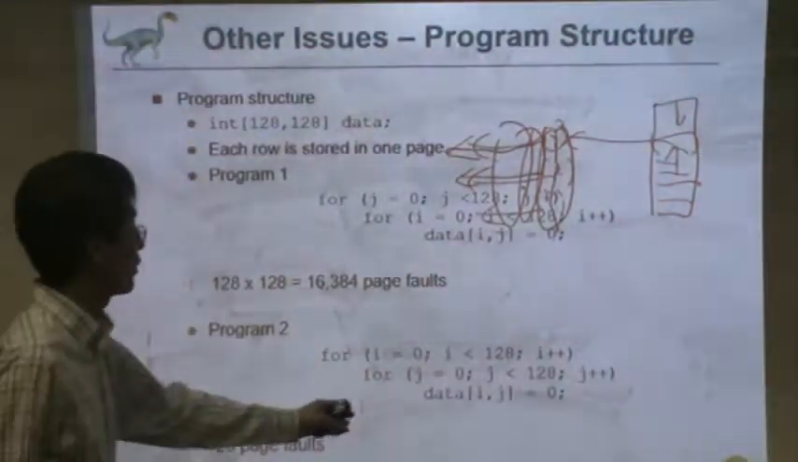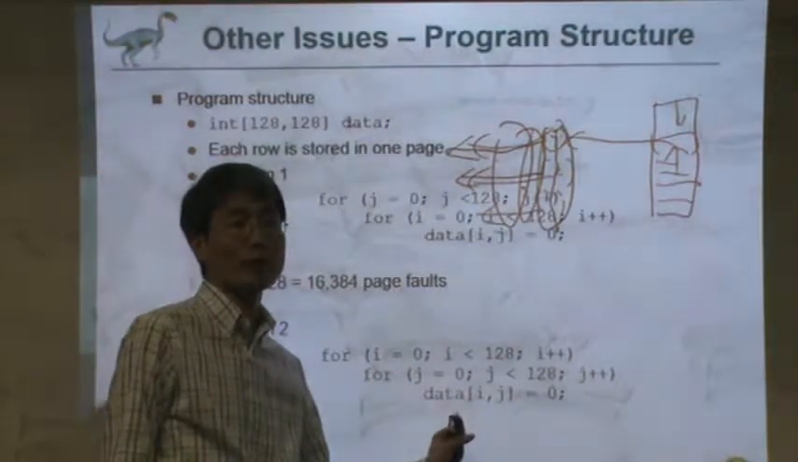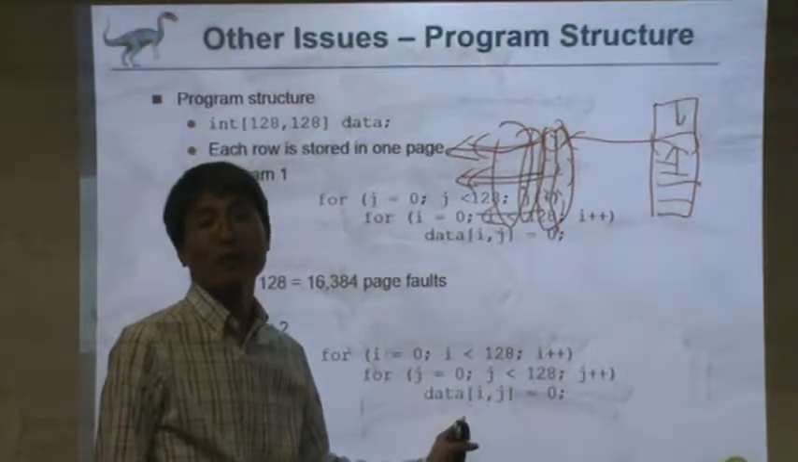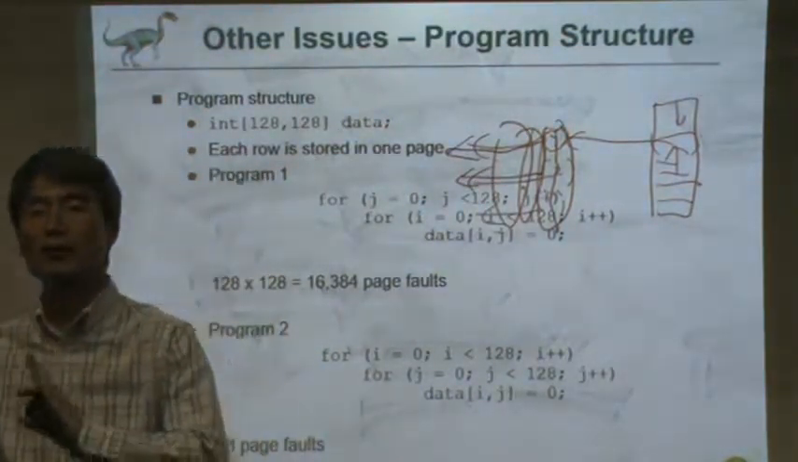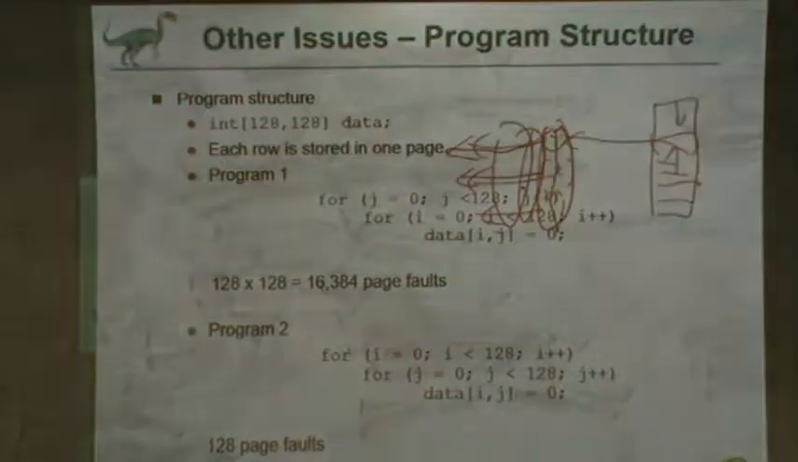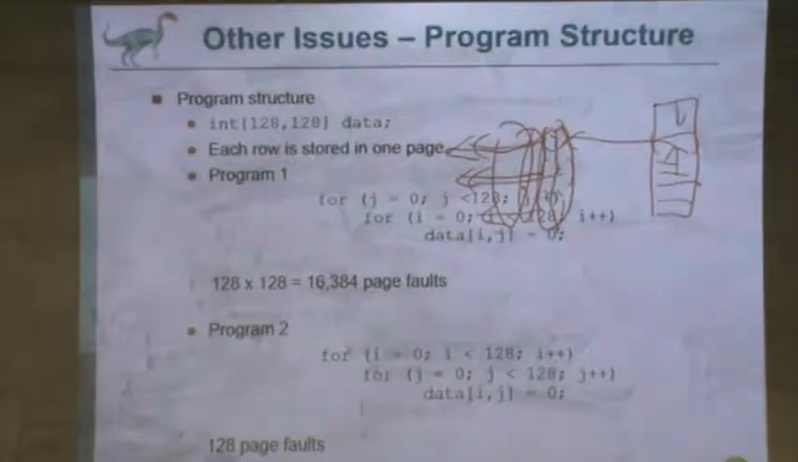So usually the outer loop will be used for the first array. Intuitively, many developers use such a way, but what if we change it? The output is the same, but the performance may be different. That is the program level issue in page replacement.